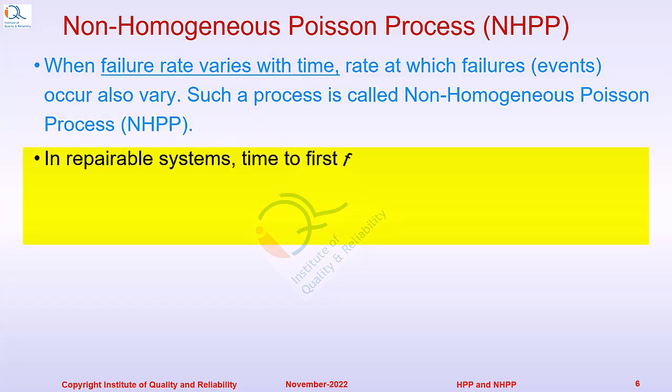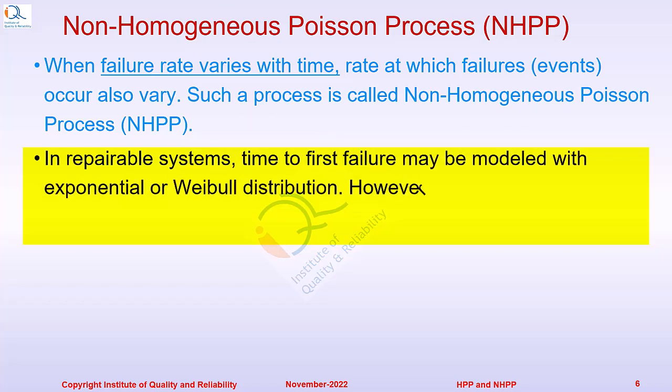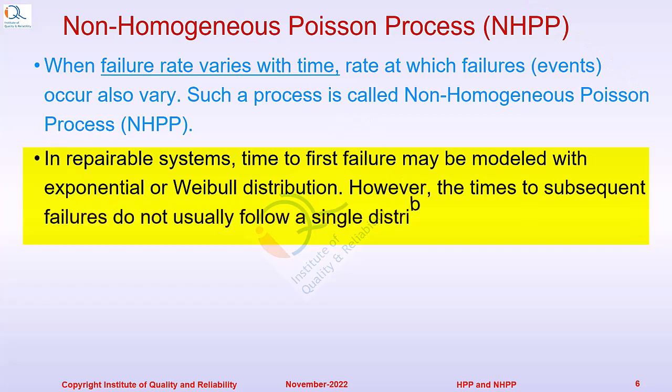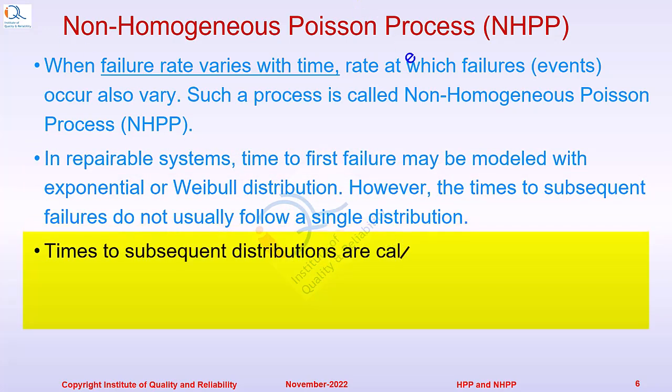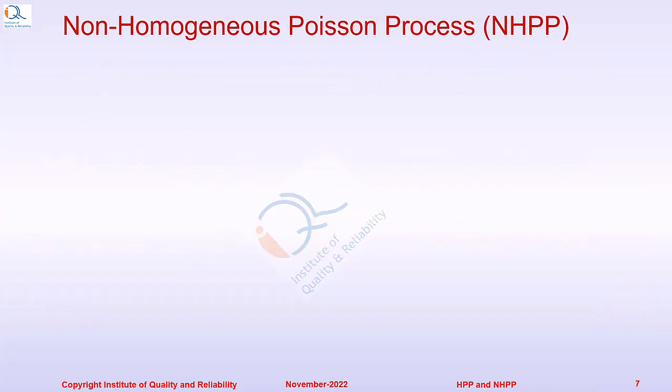In repairable systems, time to first failure may be modeled with exponential or Weibull distribution. However, the times to subsequent failures do not usually follow a single distribution. Times to subsequent failures are called inter-arrival times.